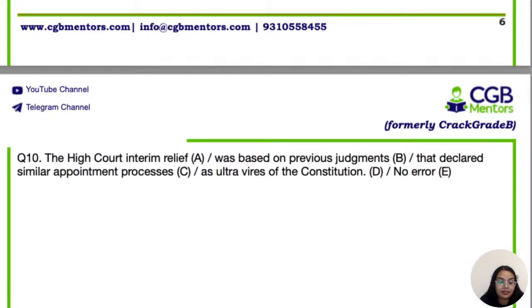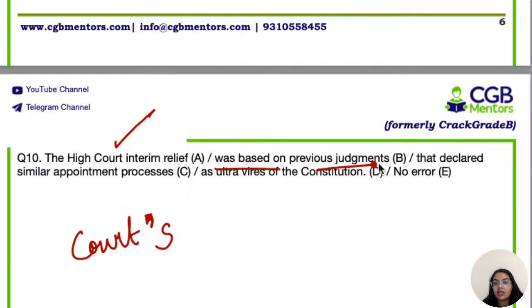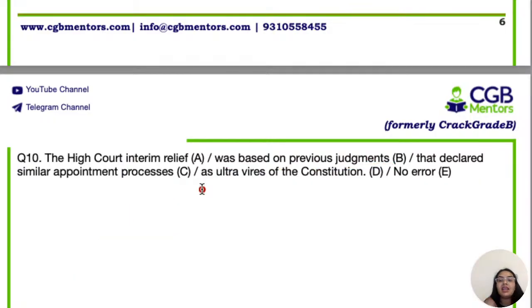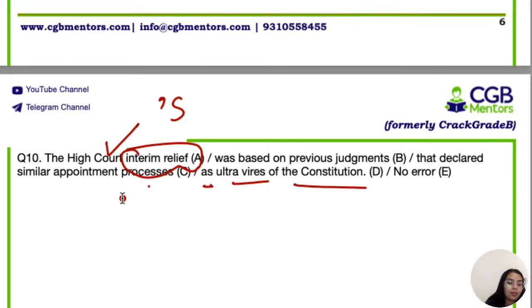Last one. The High Court interim relief. It is not a type of relief. So we have to use apostrophe s with the word court, because this relief was given by the court. So the High Court's interim relief was based on what? Previous judgments. कैसे judgments that declared similar appointment processes, declared processes as ultra vires of the constitution. So what we are seeing here is an interim relief, and this is provided by the court. That's why apostrophe s with the word court is very important.